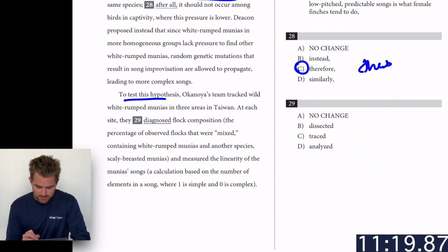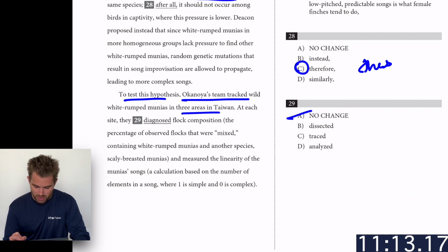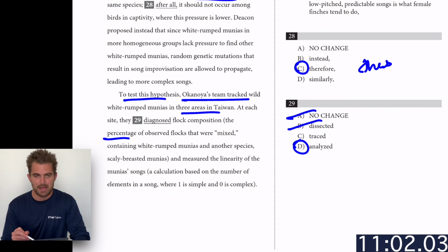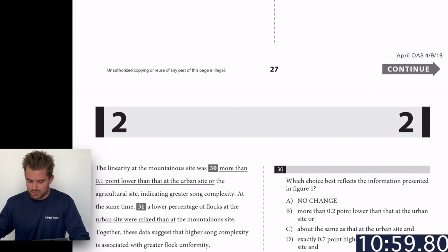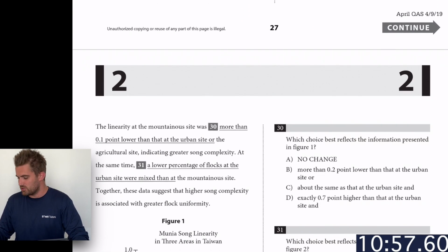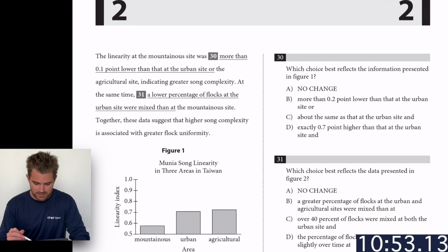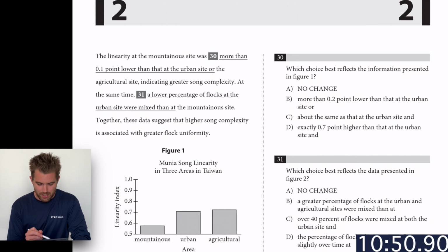To test this hypothesis, his team tracked wild munias in 3 areas in Taiwan. At each site, they analyzed flock composition. Not diagnosed, that's a medical thing. They didn't dissect. Percentage, right? I think "analyzed," because when you see the term percentage here later, that's typically analysis. That's like a scientific analysis. Sorry, guys, that I'm moving so quickly. I was talking way too much at the beginning, but let's see if we can try to move on. Maybe I'll come back to some of these if I have time. I'm pretty sure these ones are right, though. These are just kind of going off the top of my head.